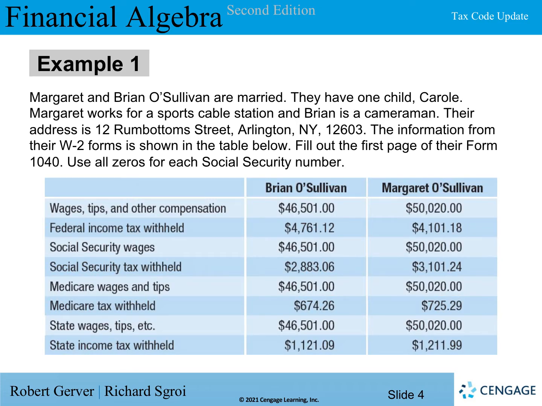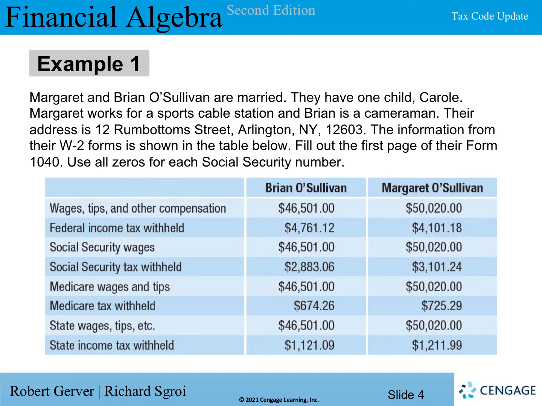Let's look at example 1. Margaret and Brian O'Sullivan are married. They have one child, Carol. Margaret works for a sports cable station and Brian is a cameraman. Their address is 12 Rumbottom Street, Arlington, New York, 12603. The information from their W-2 forms is shown in the table below. Fill out the first page of their Form 1040. Use all zeros for each Social Security number.